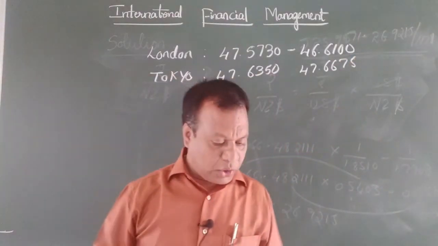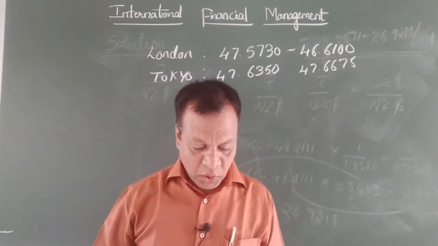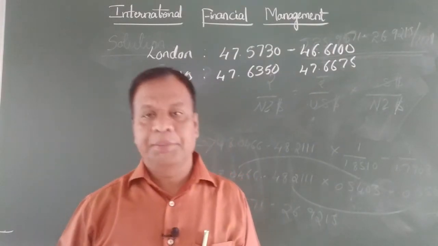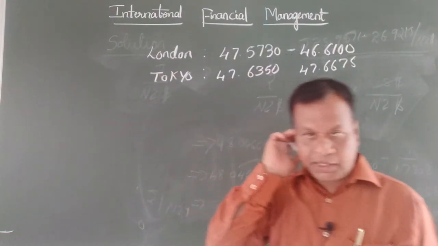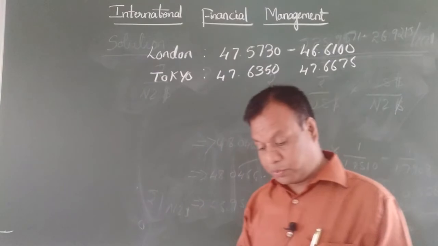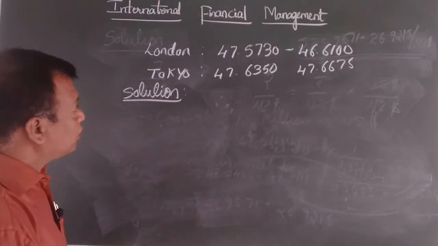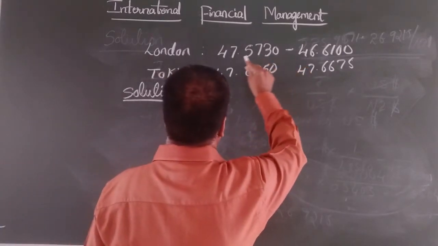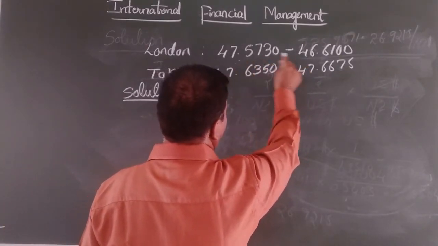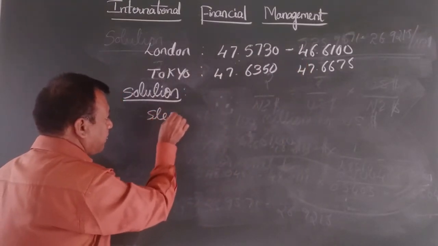They are asking you to find out the arbitrage possibility for an arbitrager who has $100 million. Hope all of you read the question. Now let's see how to solve this problem. First, we have to convert rupee into US dollar in London. We'll take step 1.